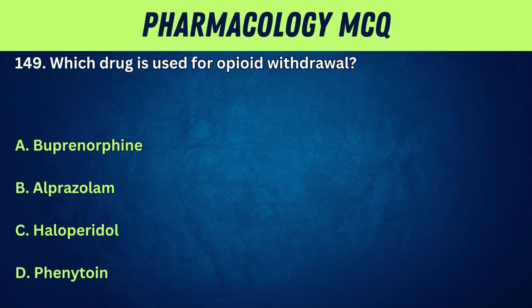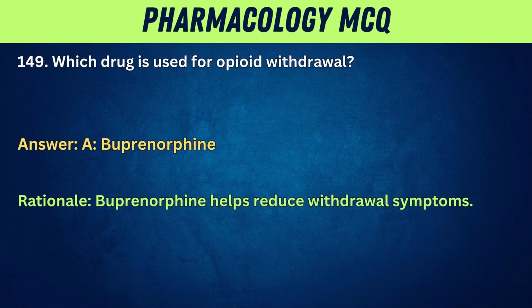149. Which drug is used for opioid withdrawal? A. Beta blockers. B. Alprazolam. C. Haloperidol. D. Phenytoin. Answer: A. Buprenorphine. Rationale: buprenorphine helps reduce withdrawal symptoms.